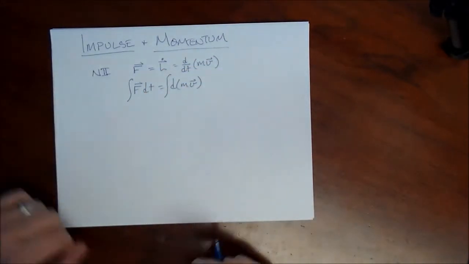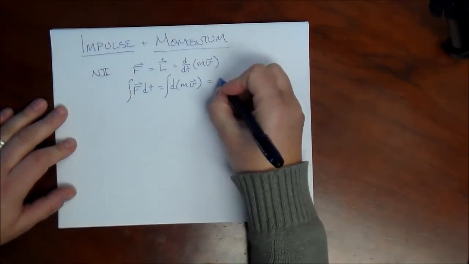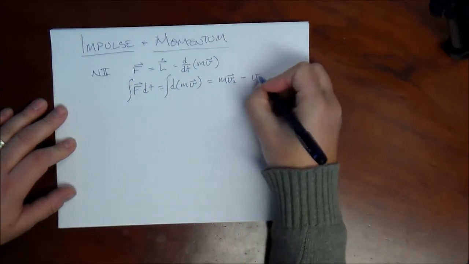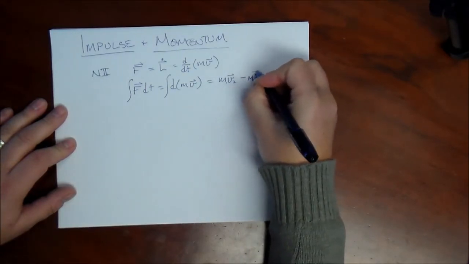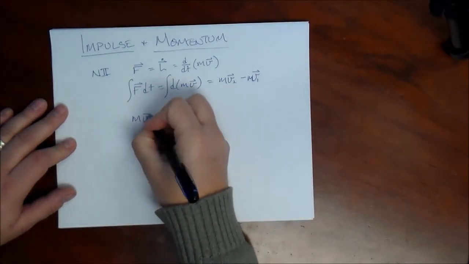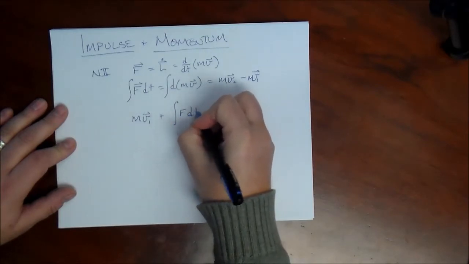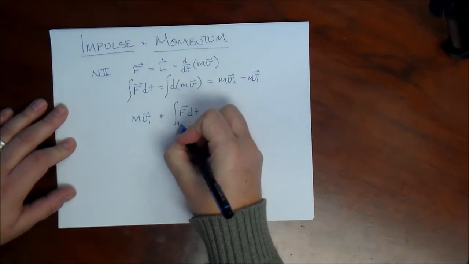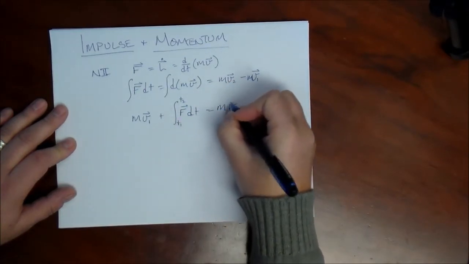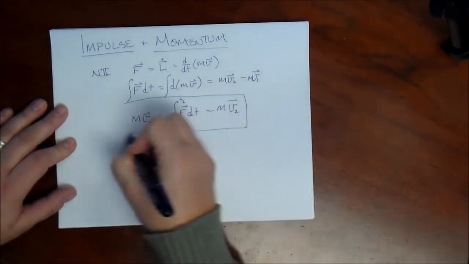the relationship, we wind up with the integral of d(mv) is just the final momentum minus the initial momentum. And so the initial momentum plus the integral of the force over the time interval is equal to the final momentum. This is an expression for the principle of impulse and momentum.